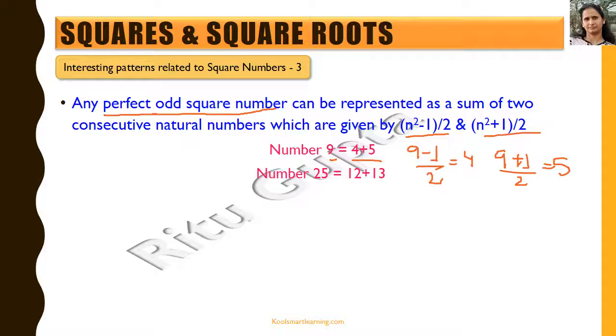So if we take another number for an example, 25, again we get 25 minus 1, which is 24 by 2, that is 12, and 25 plus 1 by 2, which is 26 by 2, and that is 13.